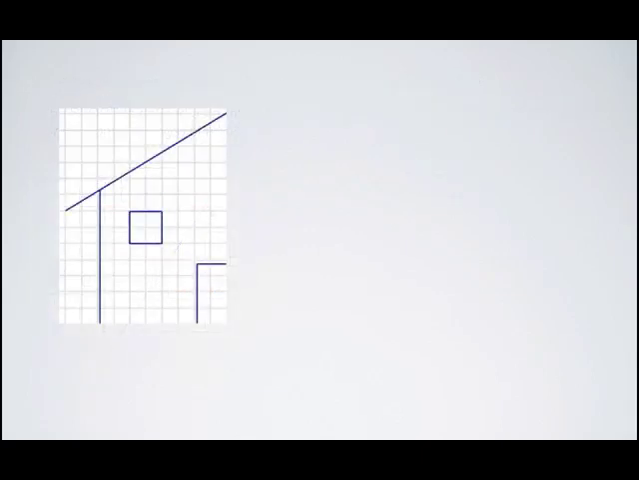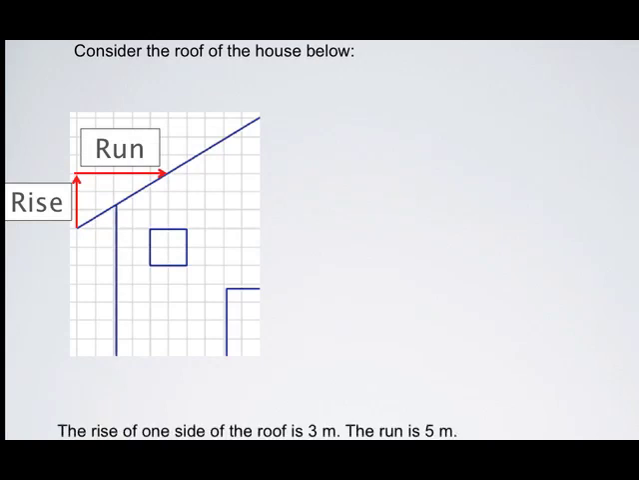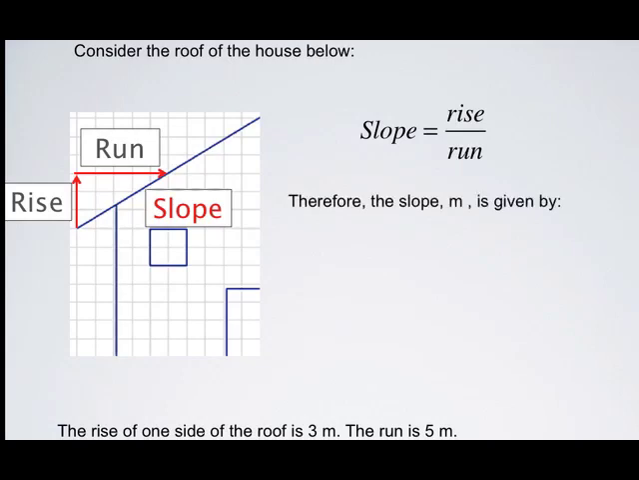Here we see a drawing of the edge of a house. Consider the roof of the house below. There is a rise and a run indicated on the roof. The rise of one side of the roof is 3 meters and the run is 5 meters. That would indicate that the slope is rise over run. The slope m of the roof is given by m = rise over run, or 3 over 5. Calculating slopes in roof construction is very important when you're considering construction codes within certain areas.